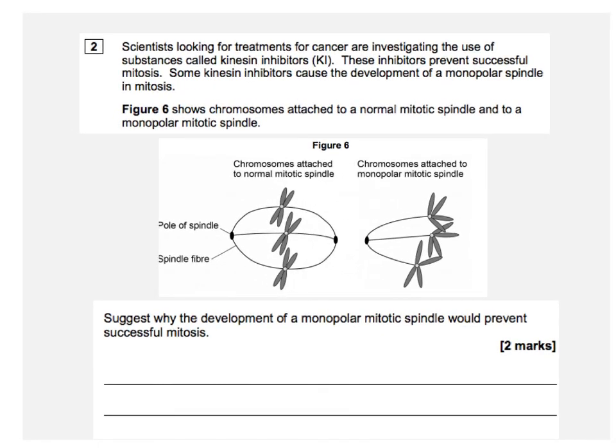Suggest why the development of a monopolar mitotic spindle would prevent successful mitosis. So suggest, give reasons for, using your knowledge. You haven't heard of kinesin inhibitors, but look at that picture. Think about what we've done earlier in the lesson. Suggest why the development of a monopolar mitotic spindle would prevent successful mitosis.